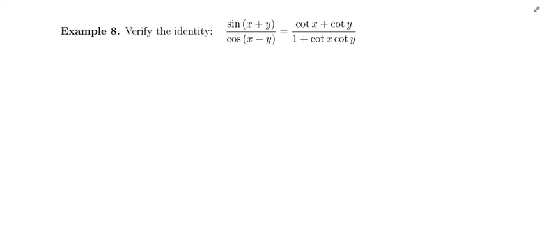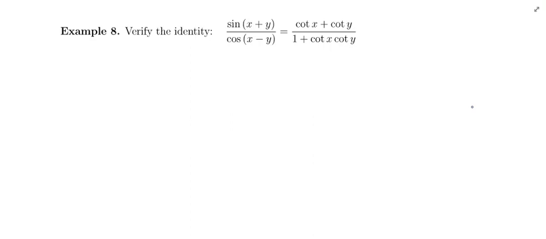Example 8. Verify the identity. Sine of x plus y over cosine of x minus y is equal to the cotangent of x plus the cotangent of y all over 1 plus the cotangent of x times the cotangent of y.